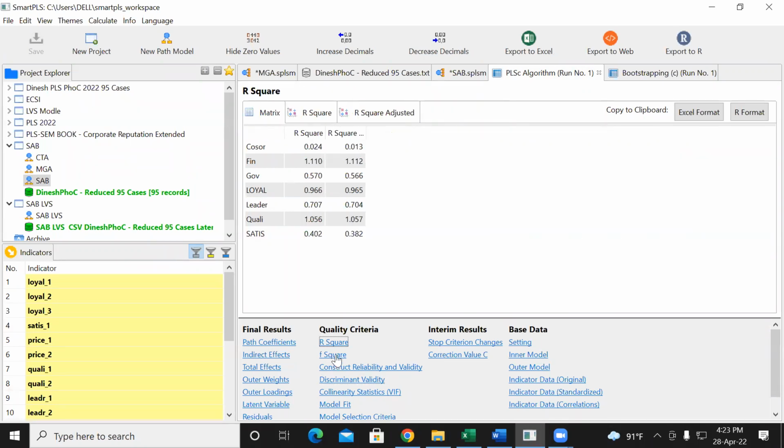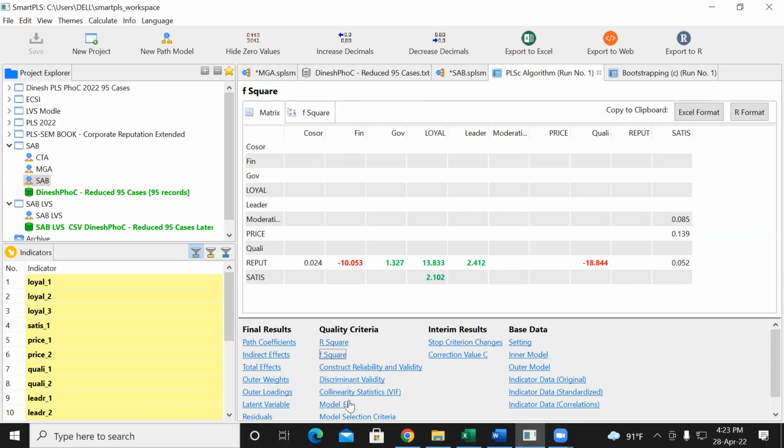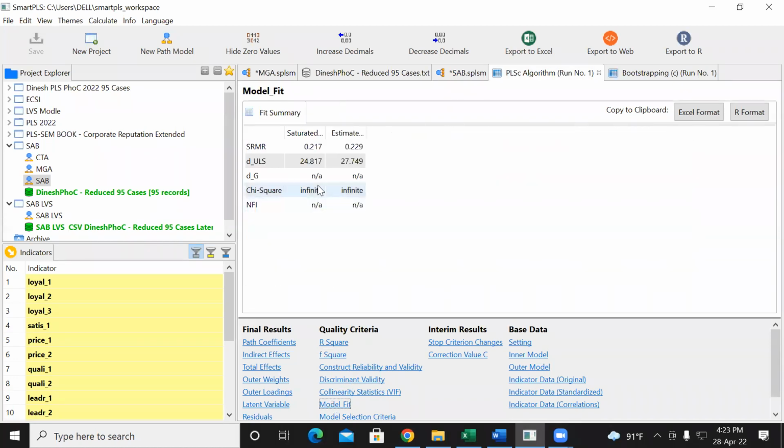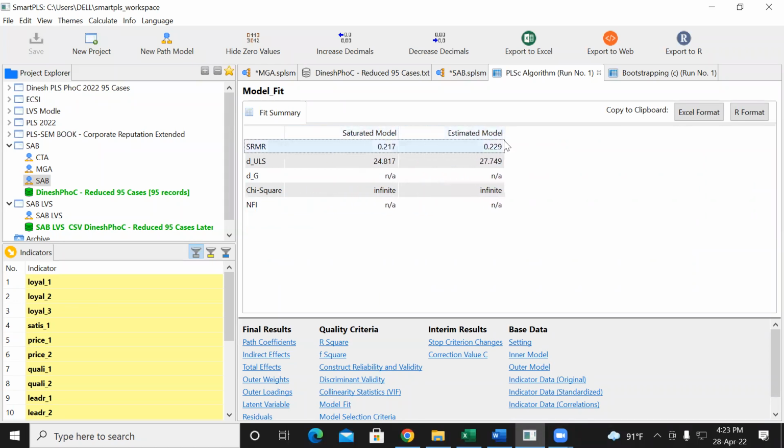Under quality criteria, you can see F square, R square, and also model fit. I mentioned the saturated and estimated model, SRMR, and also normed fit index. It's not calculated here because of some limitations of the data, but in some models you can find these things. I'm not going to repeat what we talked about last time. Now in this report, you can see indirect effect and total effect as well. But first I will go to the graph.